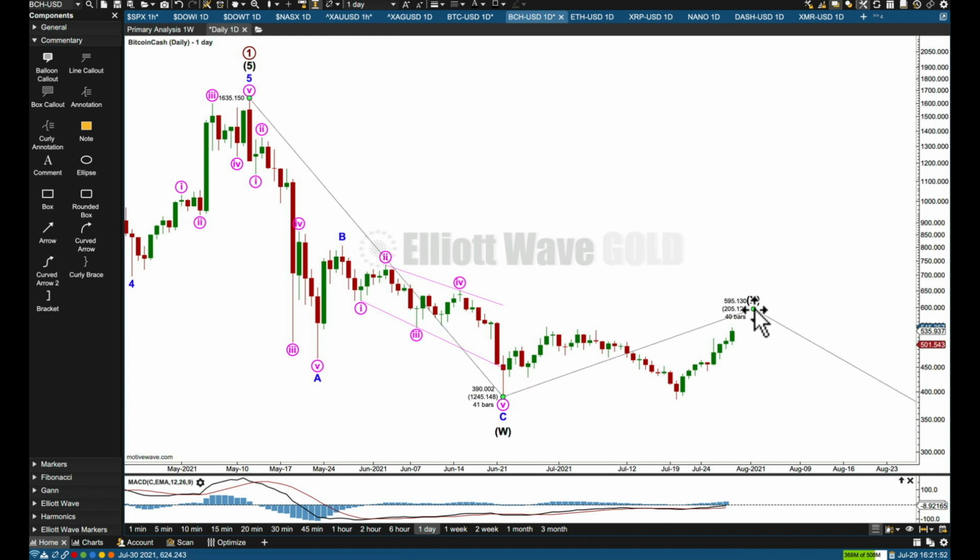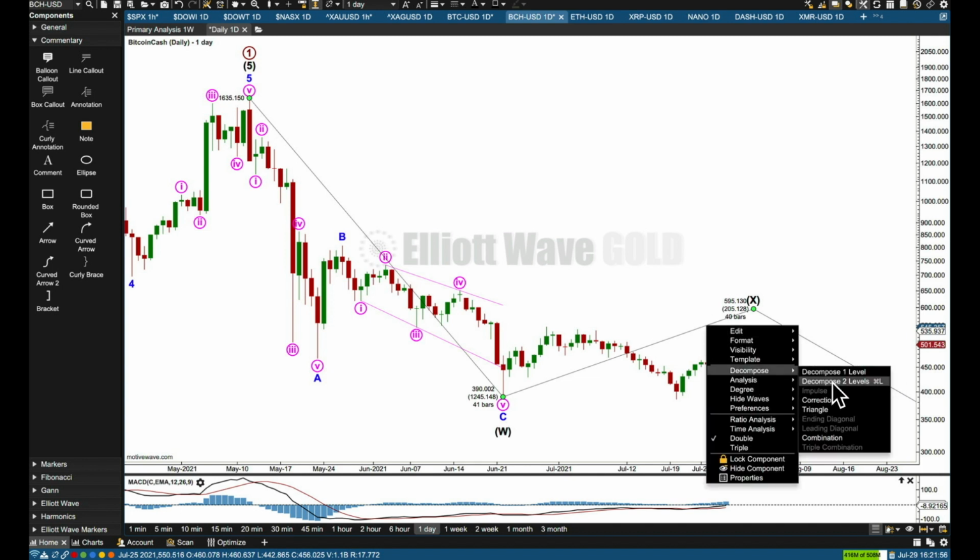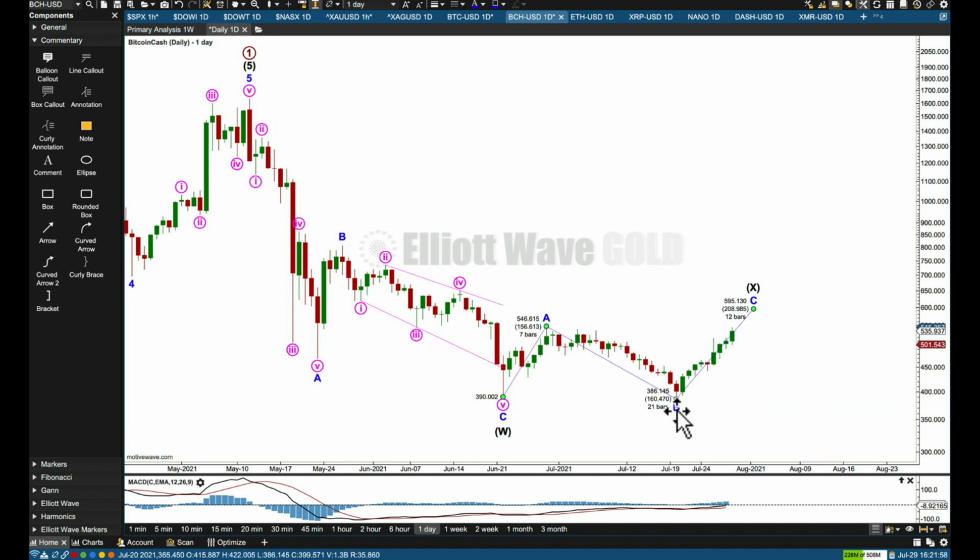I think this is probably going to continue lower, but I think for the short term a little bit more upward movement to complete intermediate X, so that C, has it moved beyond the end of A? Not quite, so it's going to go up a bit longer.